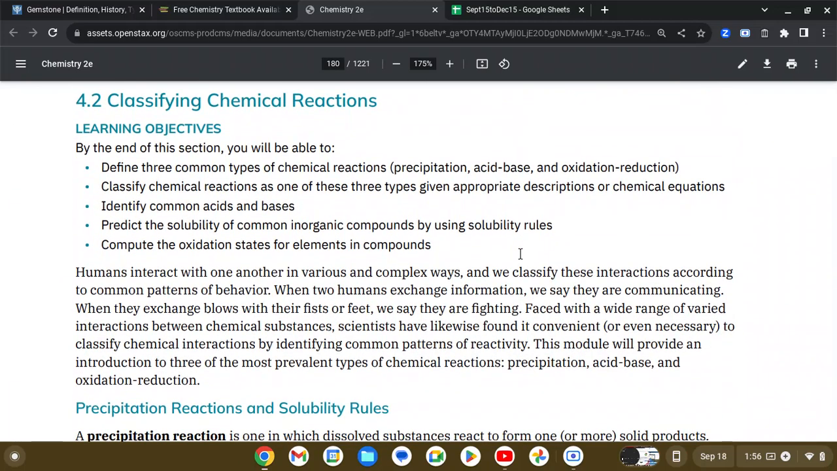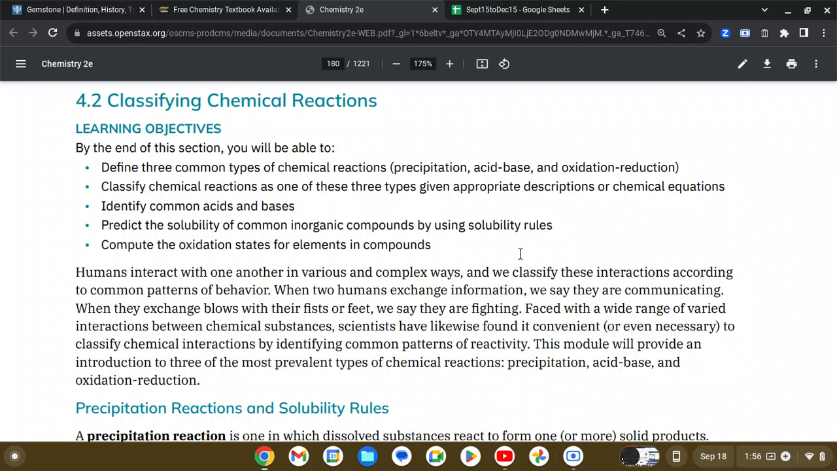4.2, classifying chemical reactions, learning objectives. So by the end of this section, you'll be able to define 3 common types of chemical reactions: precipitation, acid-base, and oxidation reduction. Classify chemical reactions as one of these 3 types given appropriate descriptions or chemical equations. Identify common acids and bases. Predict the solubility of common inorganic compounds by using solubility rules. Compute the oxidation states for elements and compounds.